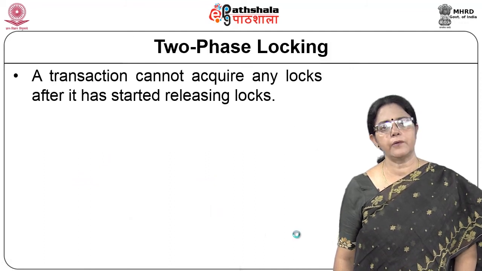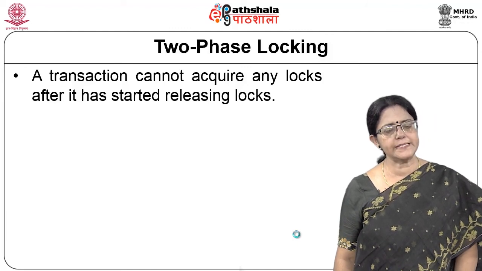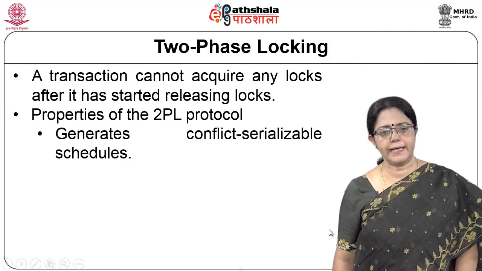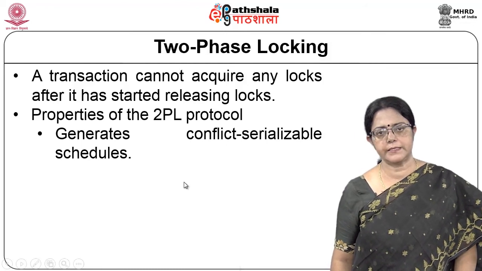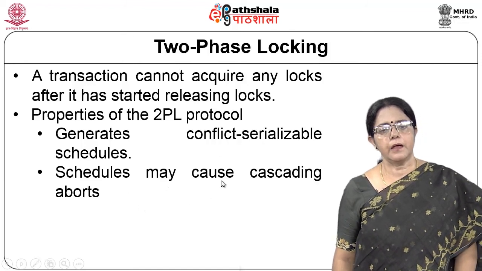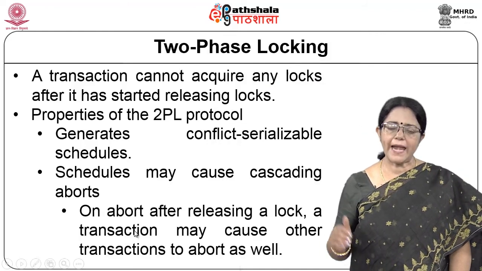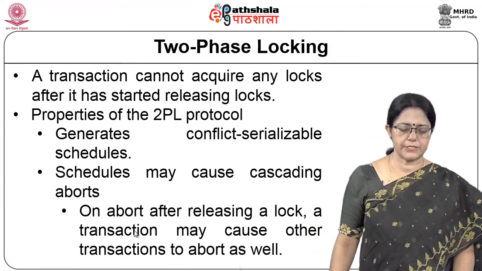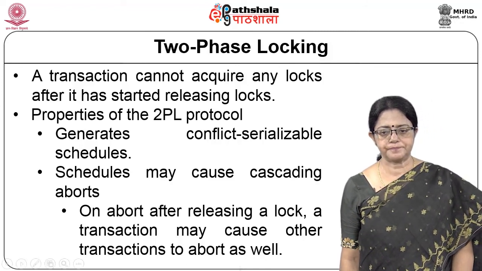A transaction cannot acquire a lock once it has started releasing. So, all acquiring will happen in one phase, and all releasing will happen in the other phase. The properties of 2PL are that it guarantees a conflict serializable schedule. There is no conflict in a schedule created by a two-phase locking mechanism. However, it may cause a cascading abort. If we abort one transaction after releasing a lock, it may cause many more transactions which are part of the two-phase locking protocol to abort.